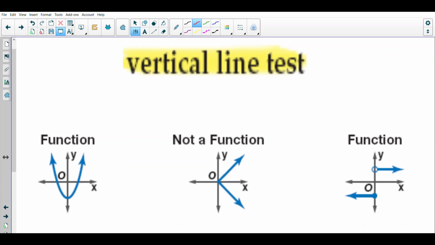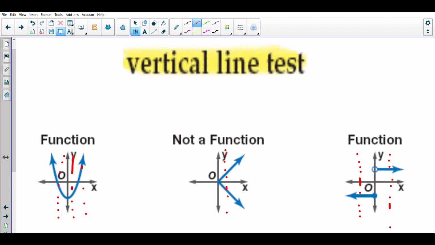So notice, no matter where I draw a line on the first one, I will only hit one spot. On the second one, which is not a function, if I were to draw a vertical line right through there, I hit 2 spots. I'd pass the graph in 2 different spots, so that would make it not a function. And then this one, the last one, is called a split piecewise function.